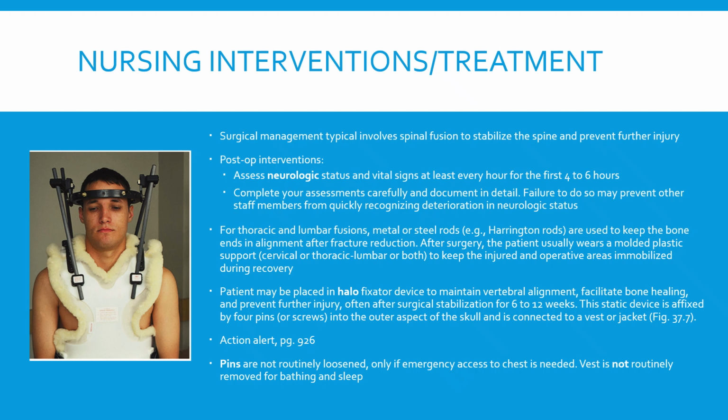For thoracic and lumbar fusions, metal or steel rods, such as Harrington rods, are used to keep the bone ends in alignment after fracture reduction. After surgery, the patient usually wears a molded plastic support, cervical or thoracic, lumbar, or both, to keep the injured and operative areas immobilized during recovery.